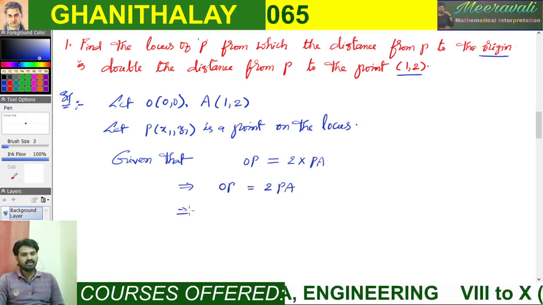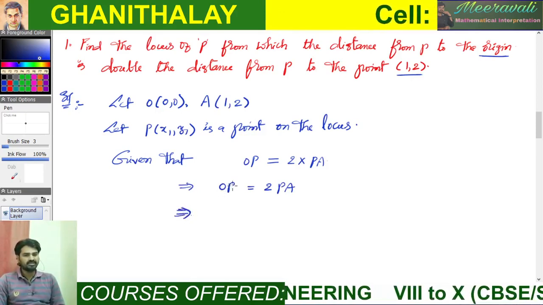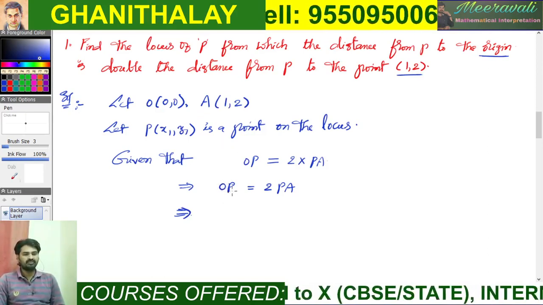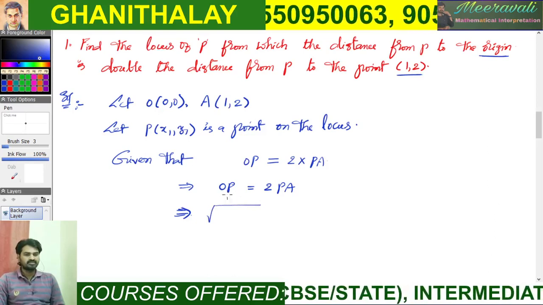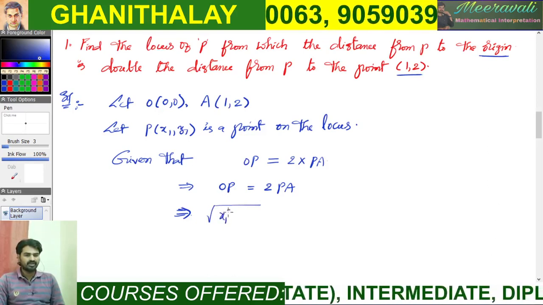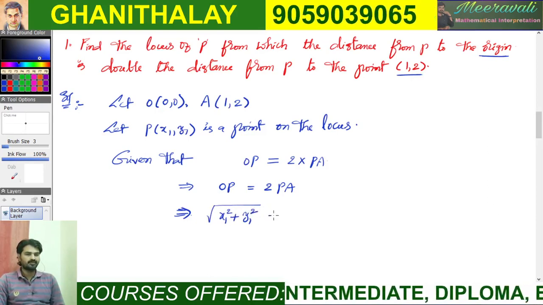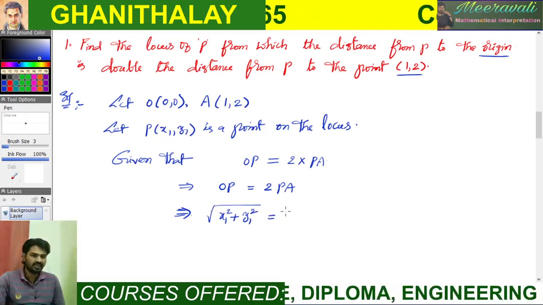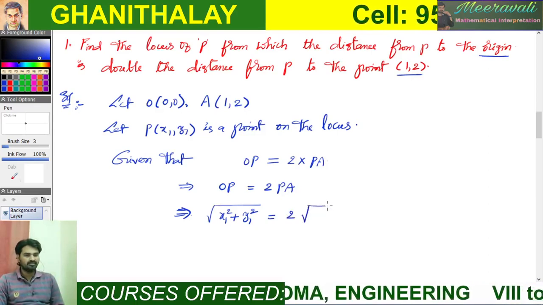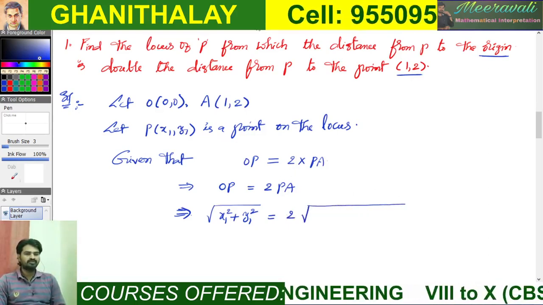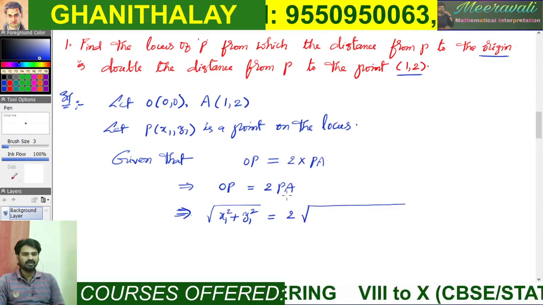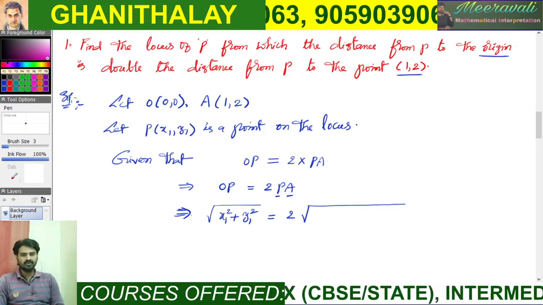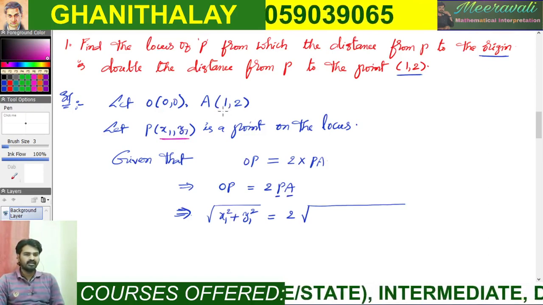I have already told you the meaning of OP: the distance from the origin to P. The origin O is 0 0, so you can leave that out. The distance from the origin to P uses the x and y coordinates of P squared. P's coordinates are x1, y1, so we write square root of x1 square plus y1 square. Next, 2 into PA, where PA is the distance from P to A. The first point is P and the second point is A. Now you have to take the P point and the A point.